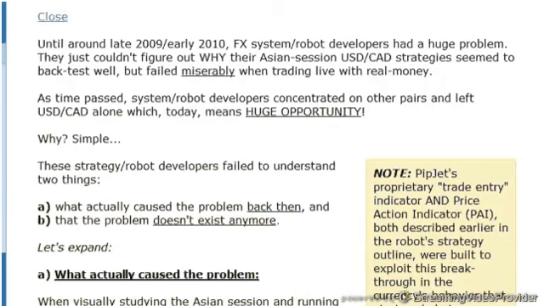It's a key element. And let me pause just for a second here. PipJet's proprietary trade indicator and price action indicator, both described earlier in the robots strategy video. And please make sure that you watch that video if you haven't already. Just so you understand the robustness of the strategy and you know what you're trading with, what's going on. That's very important. This was built to exploit this specific currency's behavior. The very thing that strategy and robot developers failed to understand. One of the main reasons why the robot is so profitable and accurate.